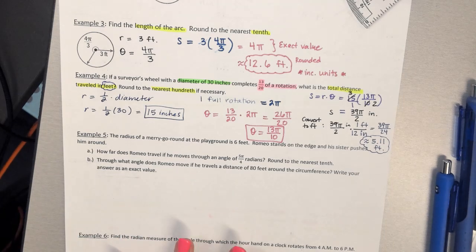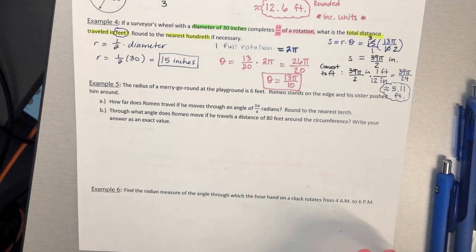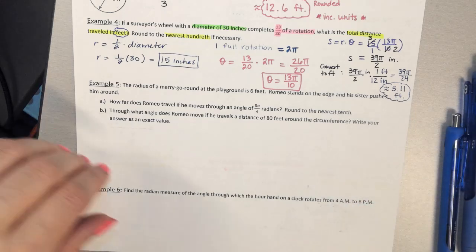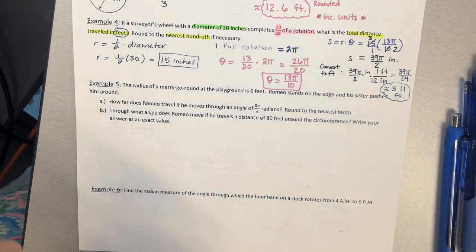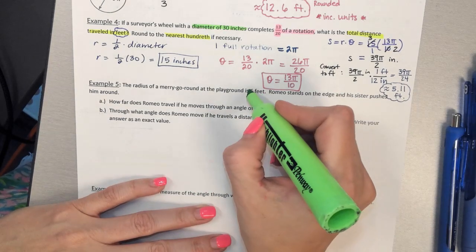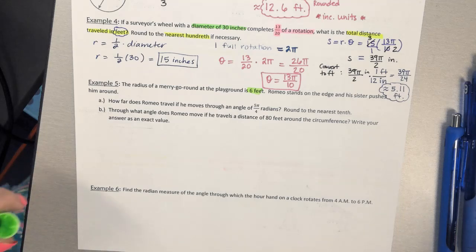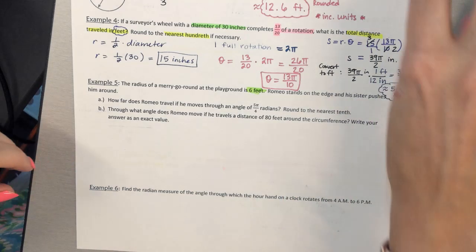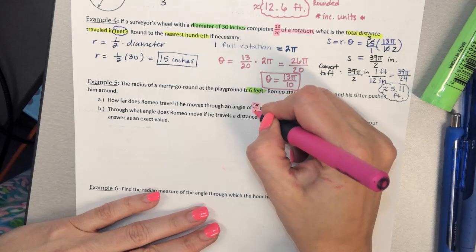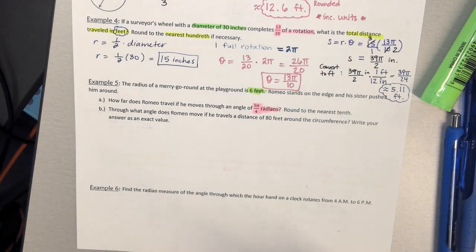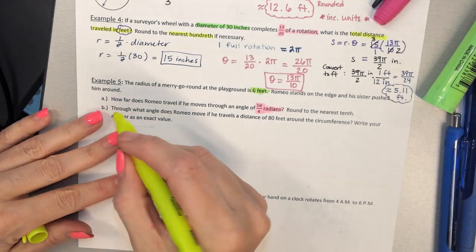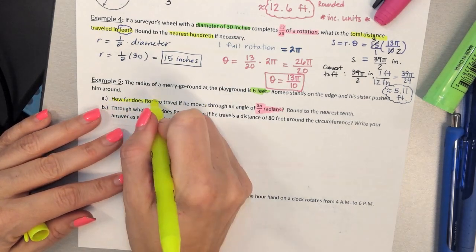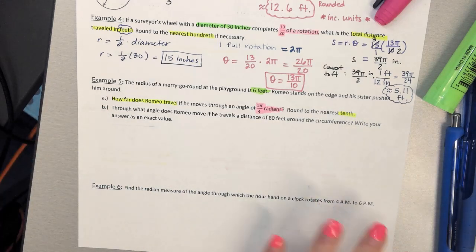Okay. Our next one is about a merry-go-round, and the radius of the merry-go-round is 6 feet. Romeo stands on the edge, and his sister pushes him around. How sweet. So how far does Romeo travel if he moves through an angle of 5 pi over 4 radians, round to the nearest tenth? Okay, so we have the 5 pi over 4 radians that we're going to use. We have to find how far Romeo travels. Okay, and we're going to round that to the nearest tenth.